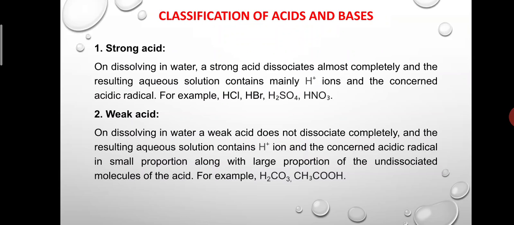Next, weak acid. On dissolving in water, a weak acid does not dissociate completely, and the resulting aqueous solution contains H plus ion and the concerned acidic radical in small proportion along with large proportion of the undissociated molecules of the acid. For example, carbonic acid and acetic acid.